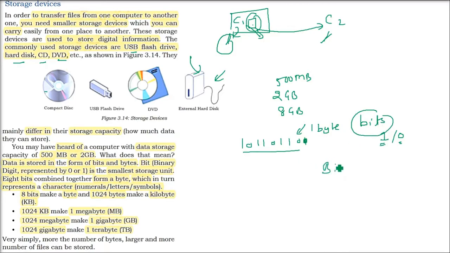So bit, as I said, is binary digit. See, BI is binary, T comes from digit. Binary means 2, so a binary digit can only be 0 or 1. So this is the smallest storage unit, but we don't deal with 0 and 1 directly. We only deal with bytes, where 1 byte is 8 bits.